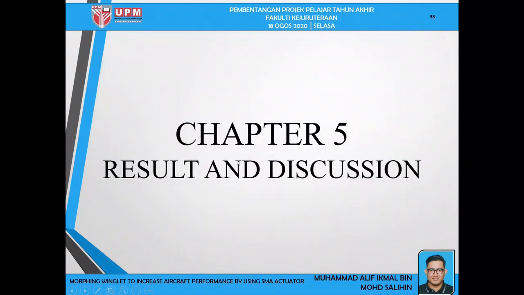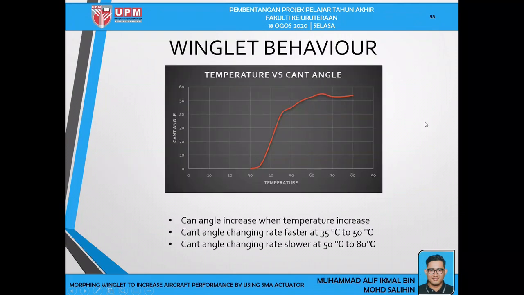The result and discussion of this experiment is that by increasing the temperature, the cant angle of the winglet also increases. And it also has two regions. The first region, 30 to 50 degrees Celsius, shows the cant angle increasing at a faster rate compared to the second region, which is from 50 to 80. The cant angle changing rate is lower because it has already achieved the maximum stroke.